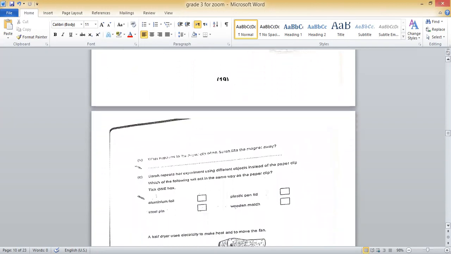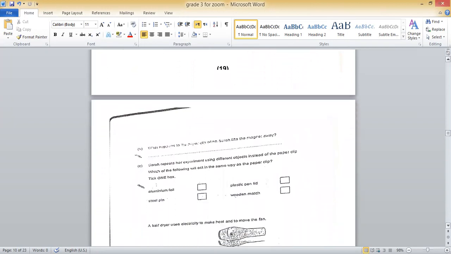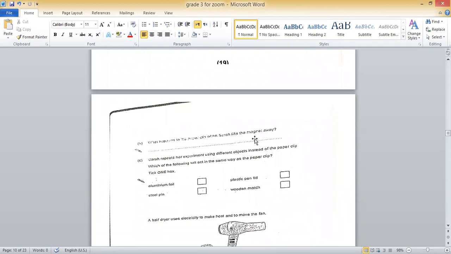What will happen to the paperclip when Sarah takes the magnet away? When she takes the magnet away, there will be no force to pull the paperclip up, so the paperclip will fall down. So the answer will be that the paperclip will fall down.